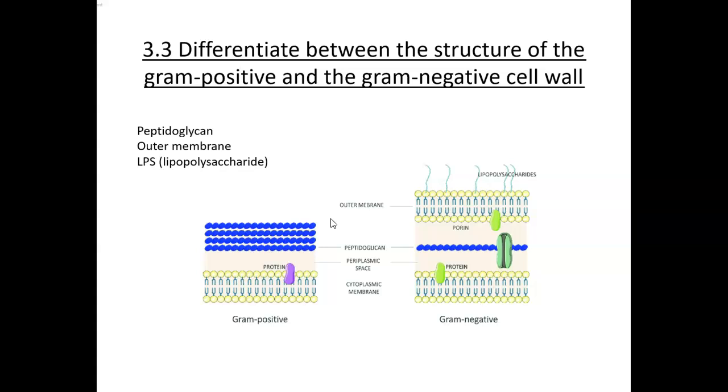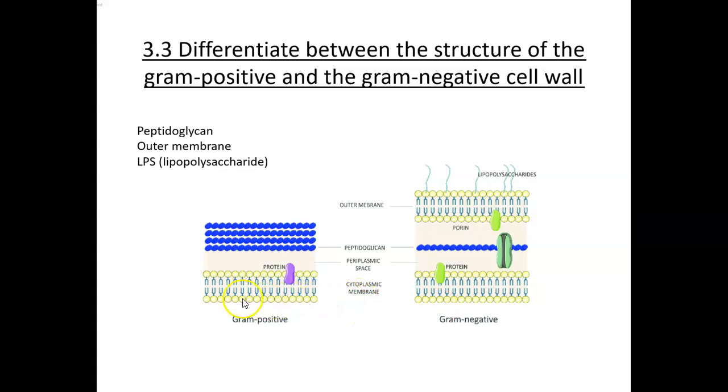This scientist found that some bacteria stain purple, and he called them gram-positive, and I'll repeat that a bunch of times. And some bacteria, using a certain technique, stained red, and he called those gram-negative.